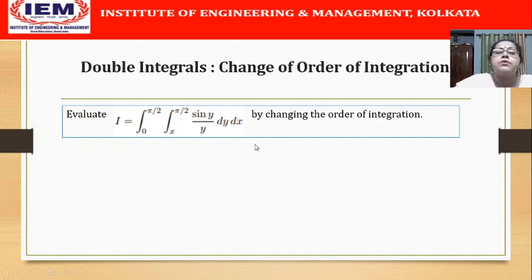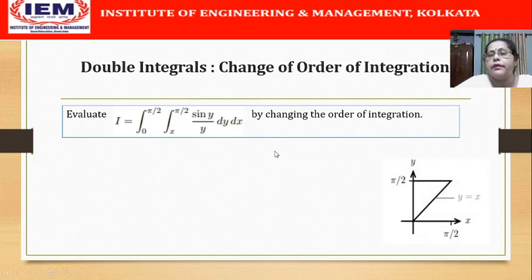Okay, so changing the order of integration means first we will integrate with respect to x and then with respect to y, right? But that changing doesn't mean that we will simply reverse this x and y and reverse the limits of x and y also. For this, we really now need to draw the figure properly and then find out the proper limits as we reverse the order of integration.